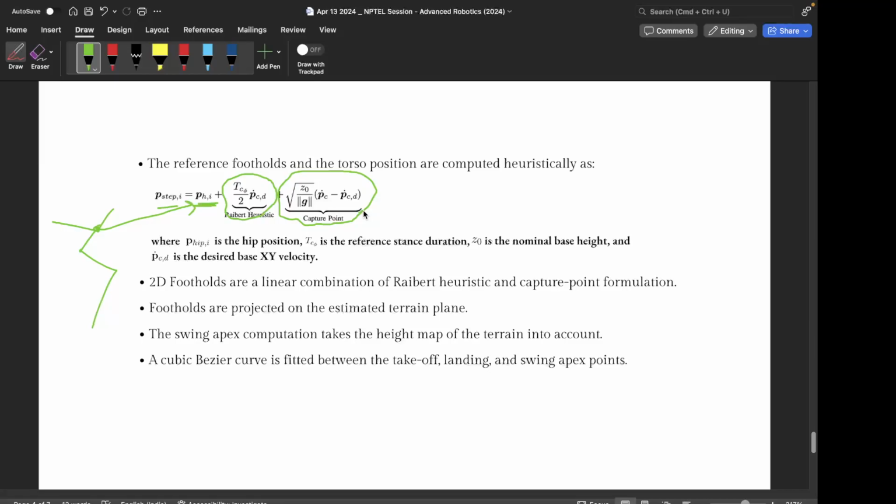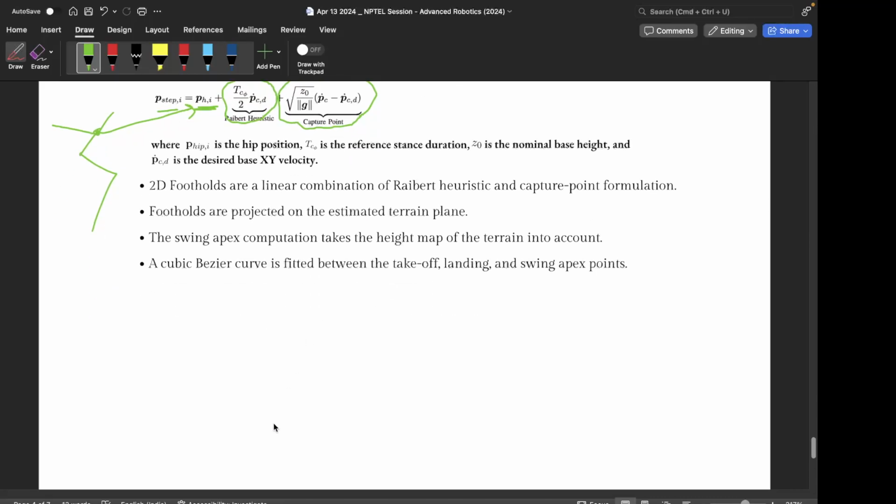So the footholds are planned like this, and once we get the foothold, from the takeoff point to the foothold point we fit a swing trajectory. So we know the takeoff point, we know the landing point, so we fit a trajectory, right? That this is how the foot should move from this point to this point. We use a certain height from the terrain that it should achieve, right? This is the z height, and there are different choices of trajectories that we can take. A very common one is the cubic Bezier curve, right?